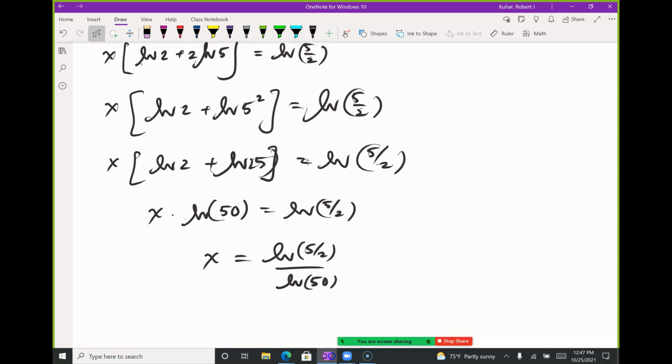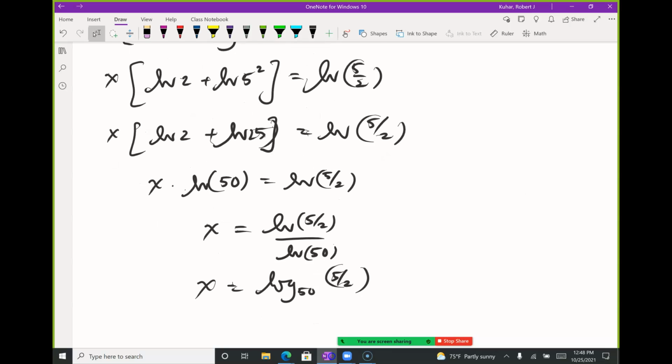That's an exact answer. It's not horrible. I can use a change of base here. I would like to use a change of base here. So I get x equals log base 50 of 5 halves. So that's the nicest, most compact way I can write an exact answer.